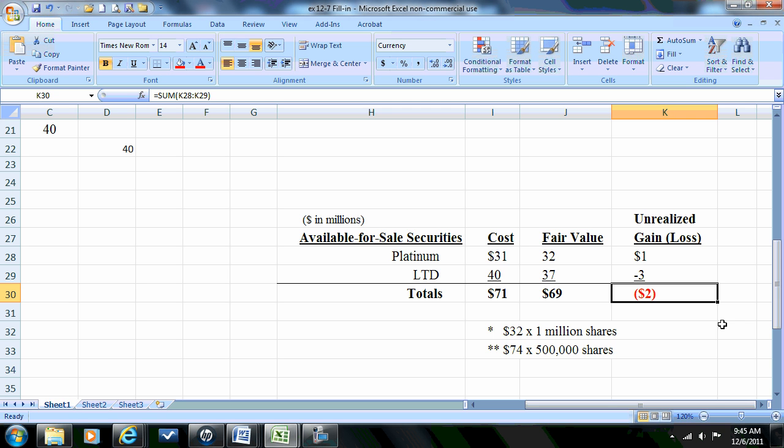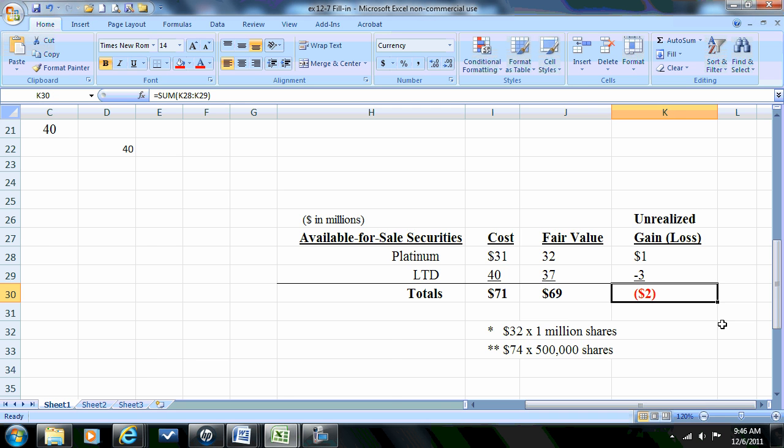So the bottom line is we have a decrease in the value of the assets that we're going to be reporting, of $2 million, so total assets will be reduced by $2 million. We will not recognize net income, so retained earnings is not affected in the equity section. But we're going to show this $2 million reduction in value of ownership or equity by reporting a $2 million reduction in other comprehensive income.